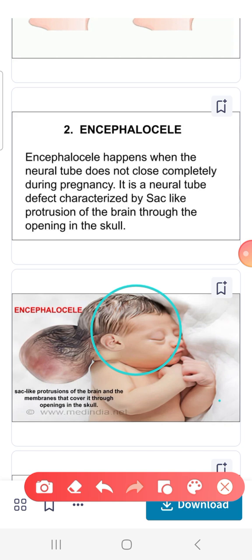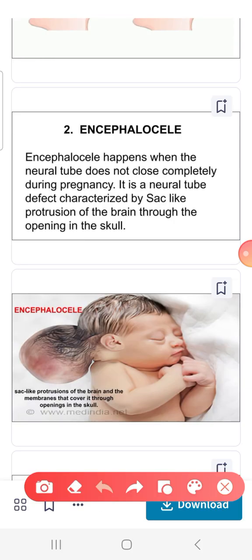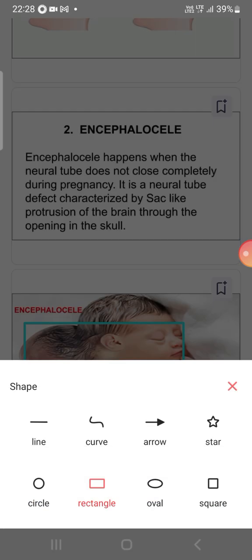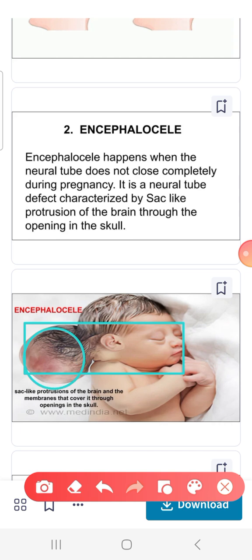But due to some reasons, this one does not open. The brain does not open, so the brain develops in part of the skull. Encephalocele happens when the neural tube does not close completely. So here, this part is going to change its structure, which means this extra part attaches to the main skull.